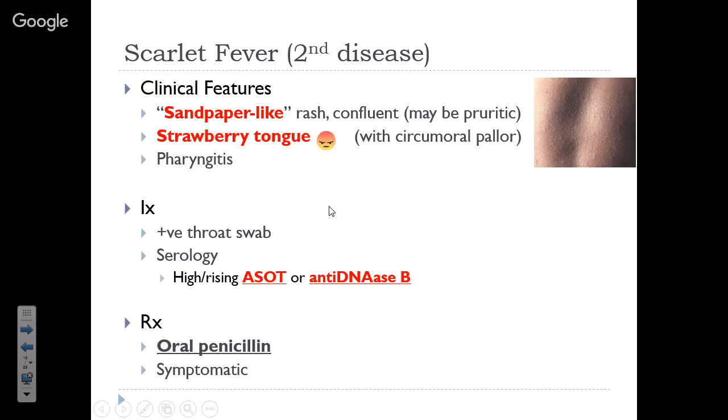Investigations-wise, you can do a throat swab, and serology will reveal a high ASOT titer or high anti-DNase B titer as well. Treatment-wise, in this case, you can give oral penicillin, which does help, but otherwise, again, it's mostly symptomatic treatment and relief.